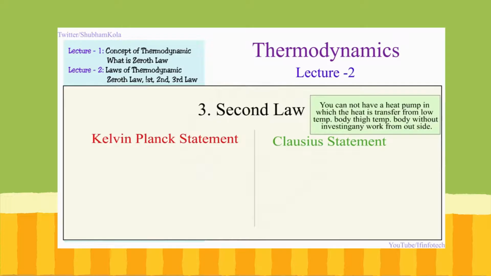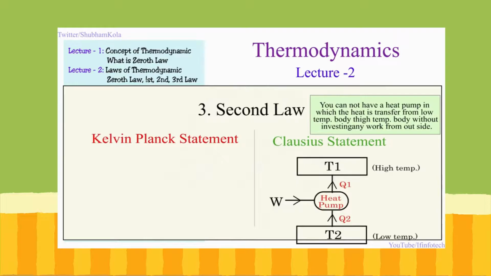Now let me tell you another statement, that is the Clausius statement. The Clausius statement is for heat pump. Heat pump and refrigerator are collectively called heat pump. The Clausius statement says you cannot have a heat pump in which the heat is transferred from a low temperature body to a high temperature body without investing any work from outside. So you cannot have that particular heat pump.